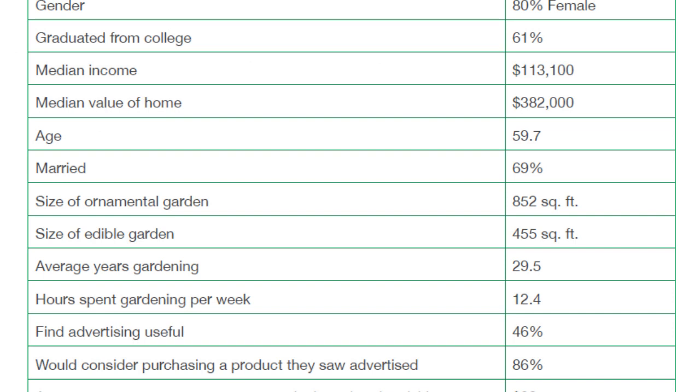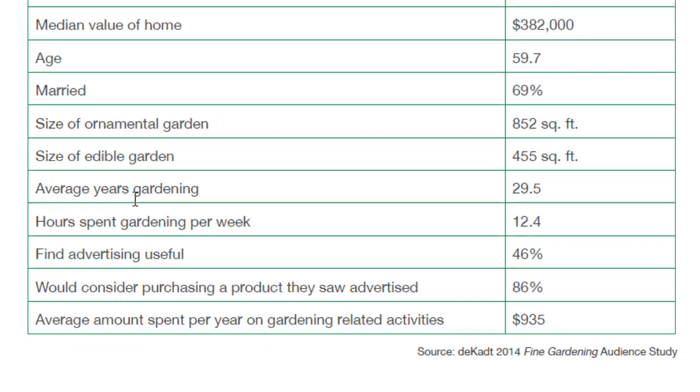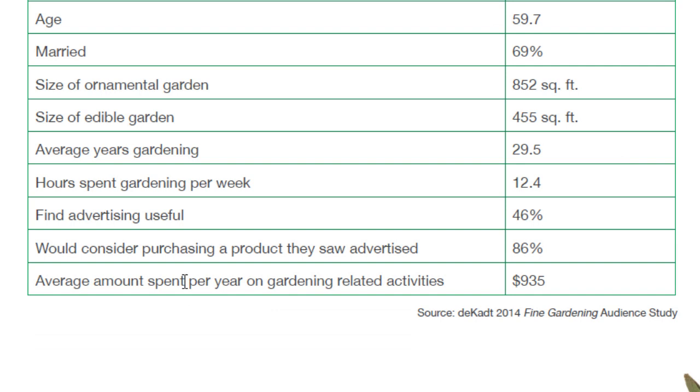Gender, 80% female. That confirms what we're talking about. Graduated from college. That confirms it as well. Median income, about $100,000. Age, 59. So we can see that it's kind of more on the older scale. 59 years old. Married, 69%. How big is their garden? How big is their garden that is editable? Wow, that's really, really deep. And their average amount spent per year on gardening and related activities. So they're willing to spend up to about $935. So that gives us a good idea of who we're dealing with, right?